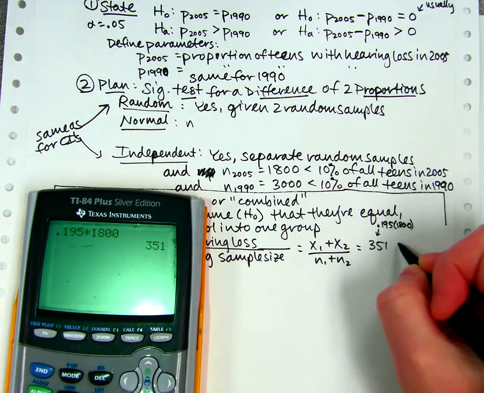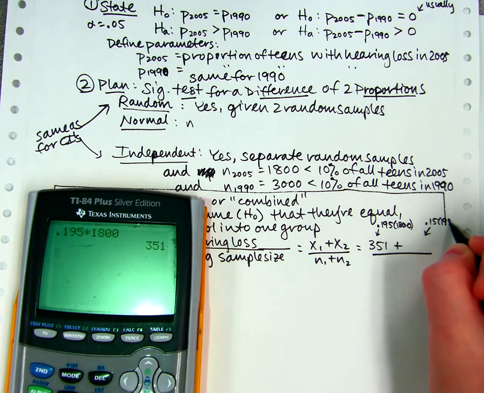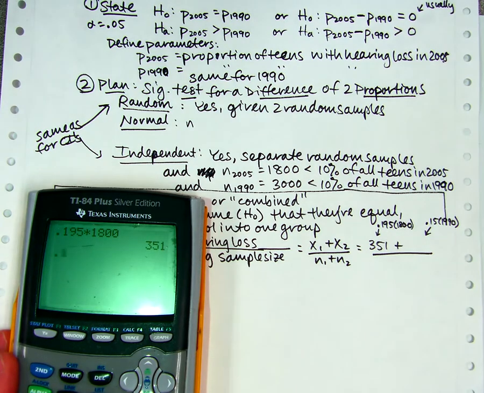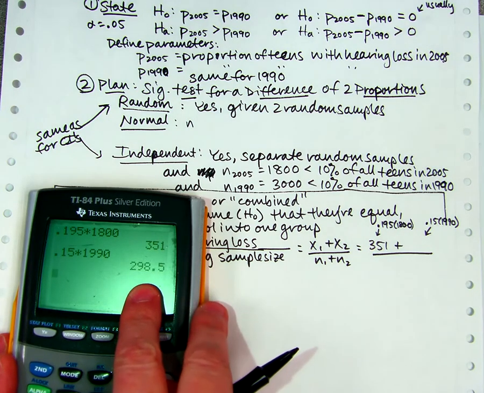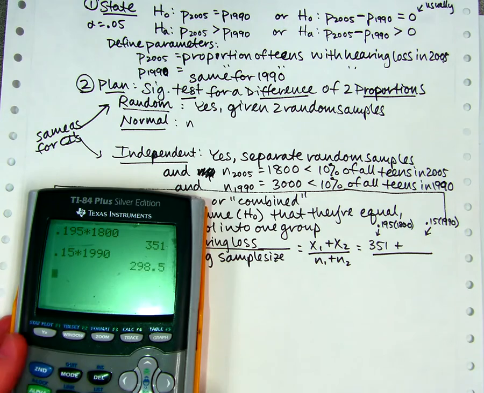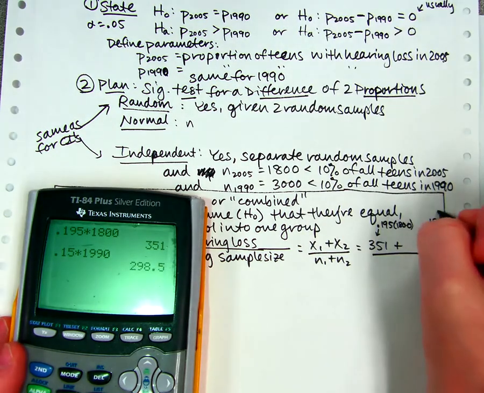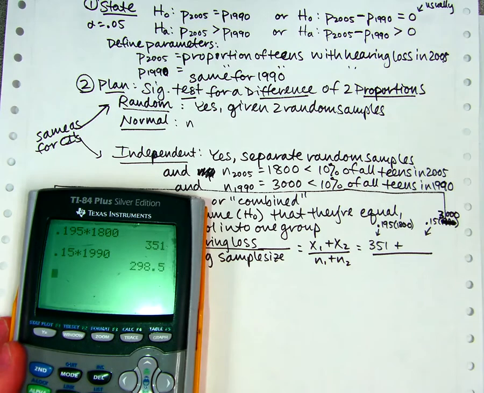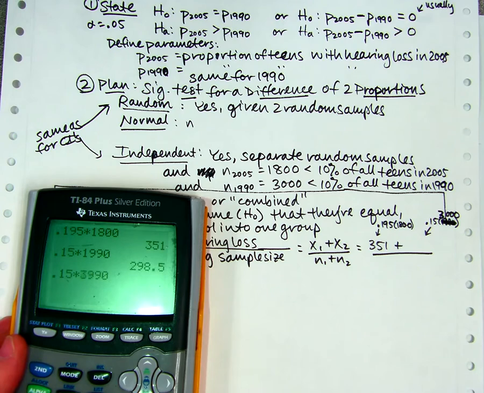And then I'm going to do the same thing with the other one. I'm going to do the 0.15 times the 1990. 15% of the teens in 1990. This is the actual number of people. Actually, this isn't very accurate because, you know what? 1990 is not the number I wanted. Silly me. I want the sample size, which is 3,000. Please don't use the year as part of your calculations because it's wrong. So that should have been 3,000.